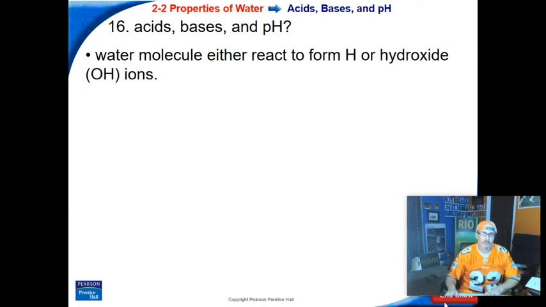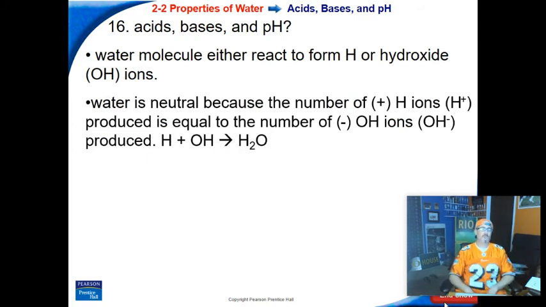Okay, water molecules either react to form H, hydrogen, pardon me, or hydroxide, which is OH ions. Hydrogen ions are positive, hydroxide ions are negative. And guess what? If you take a hydrogen ion and a hydroxide ion, H plus OH gives you H2O. Rock on.